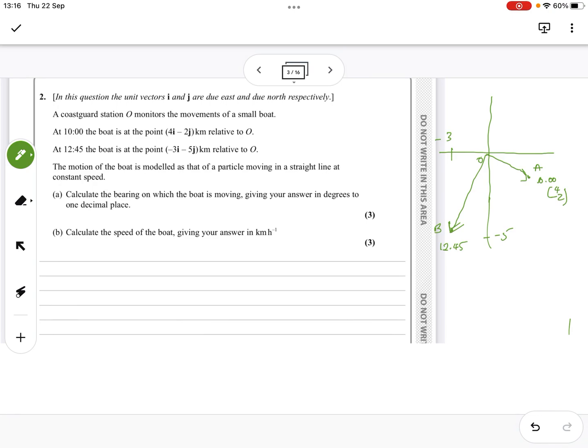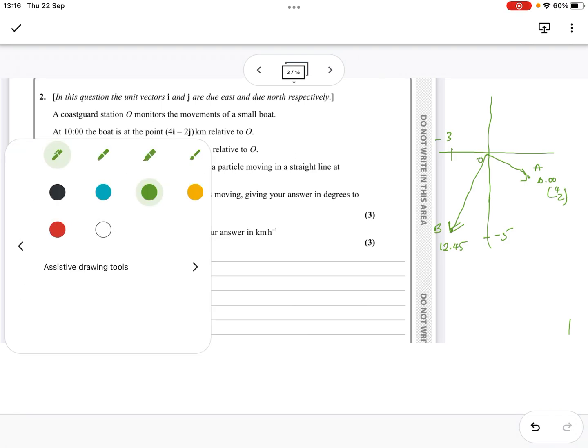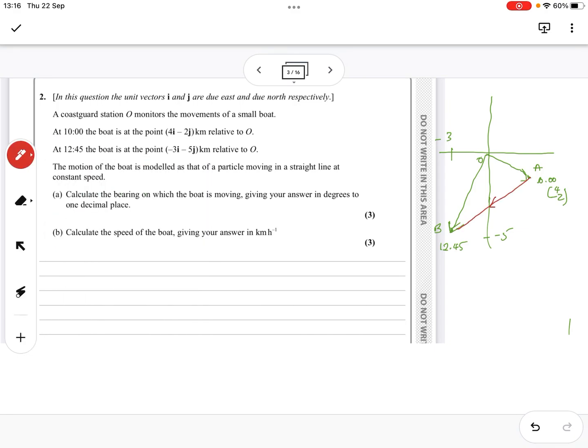Okay, so the motion of the boat is modelled as a particle moving in a straight line at a constant speed. So we're assuming that the boat, to get from here to here, has travelled along there. So that's good. Calculate the bearing on which the boat is moving, giving your answer in degrees to 1 decimal place. Interesting. If you were doing a bearing from A, you would have to stick in a north. We want all of that angle to tell us which direction they're moving in.